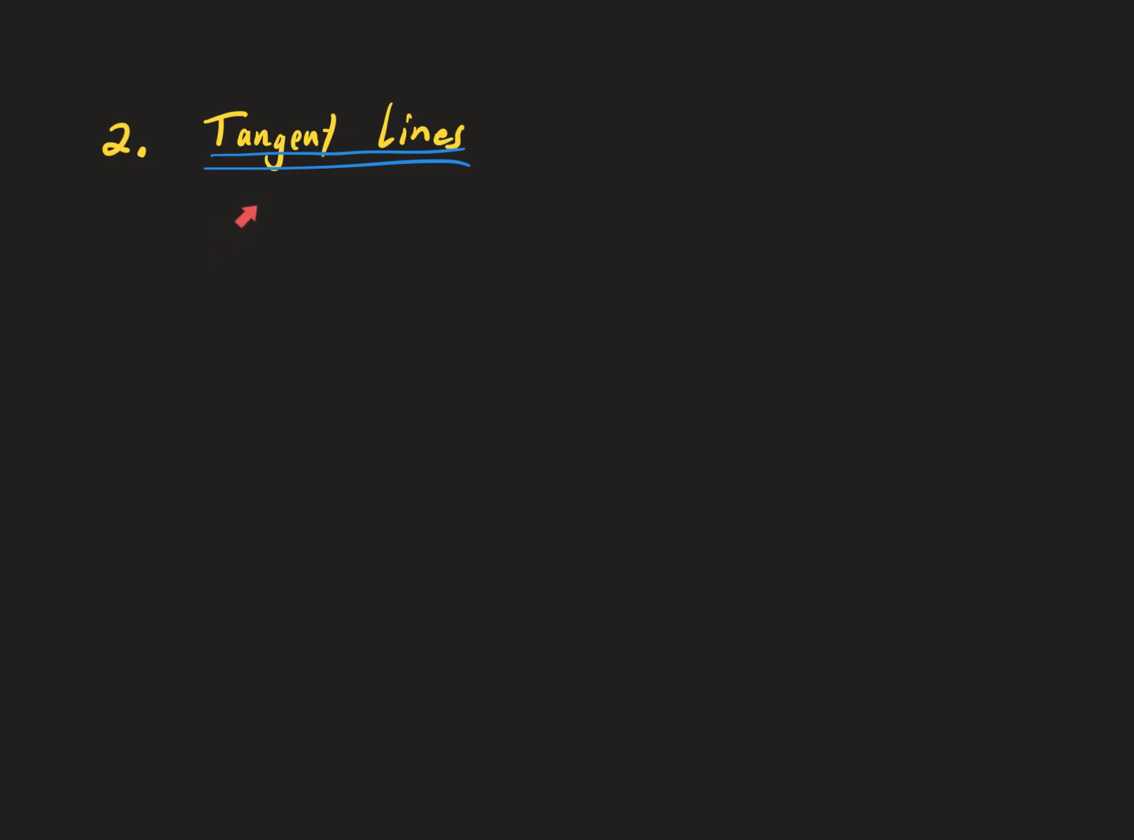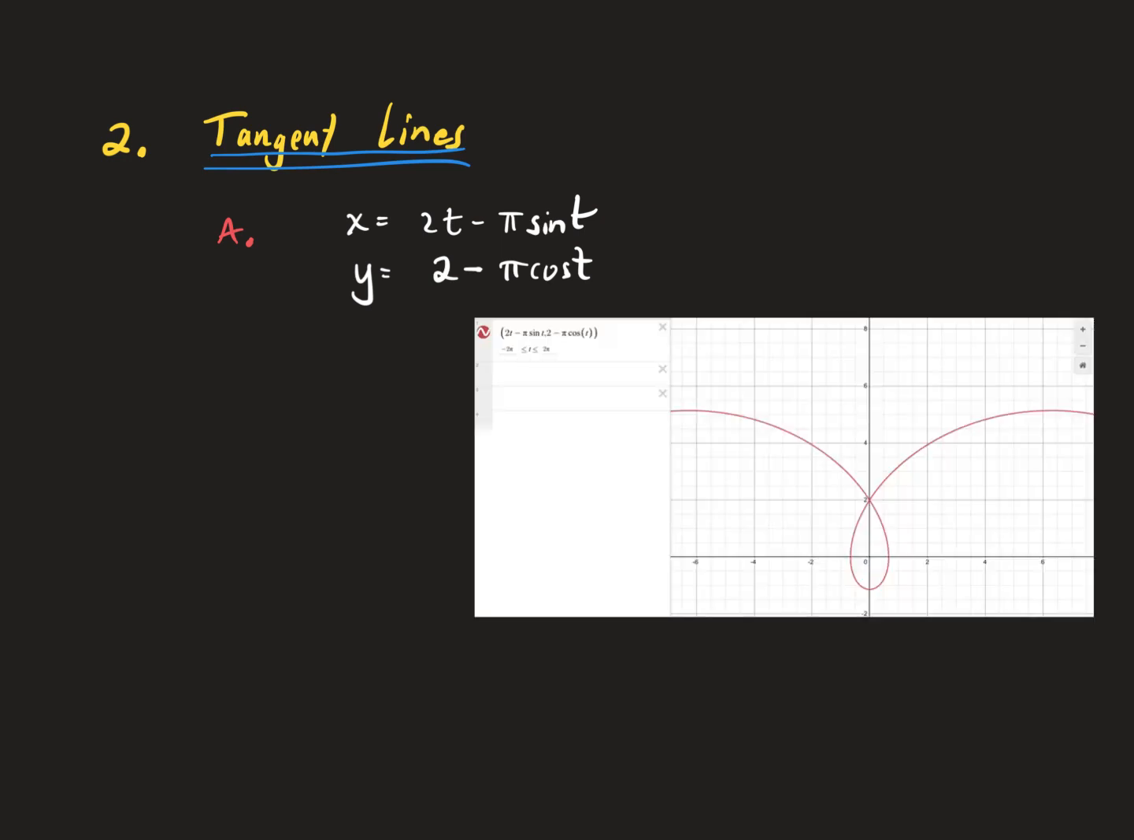A pretty big idea in this section, although you wouldn't know it if you read the section, is the idea about tangent lines in the context of plane curves. Consider the plane curve generated by this set of parametric equations. This is what the graph looks like. It's called a prolate cycloid, and it's no coincidence that it has the word cycloid as part of its name.